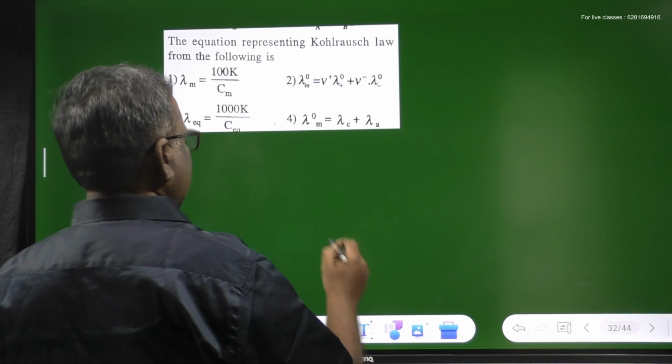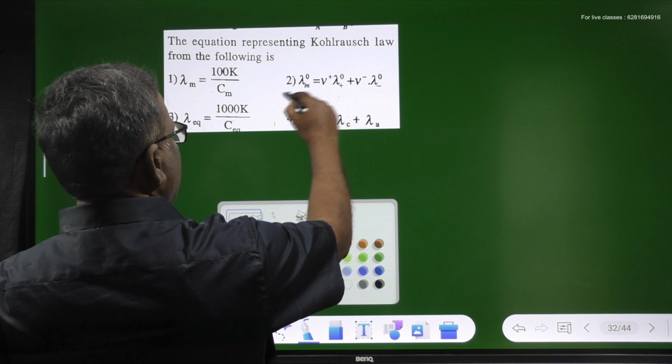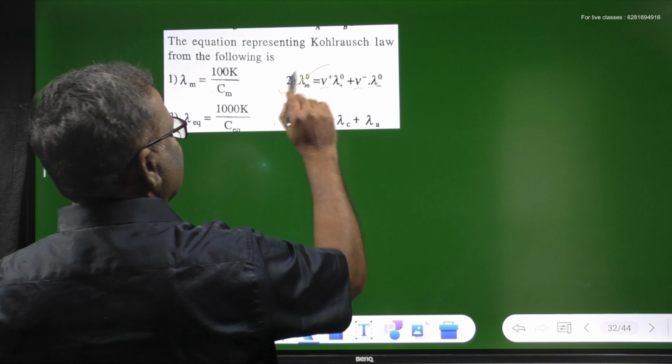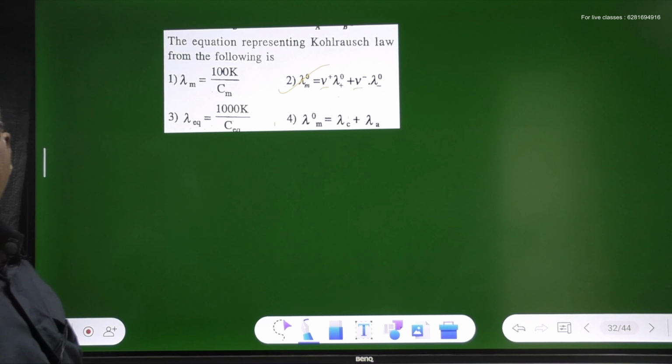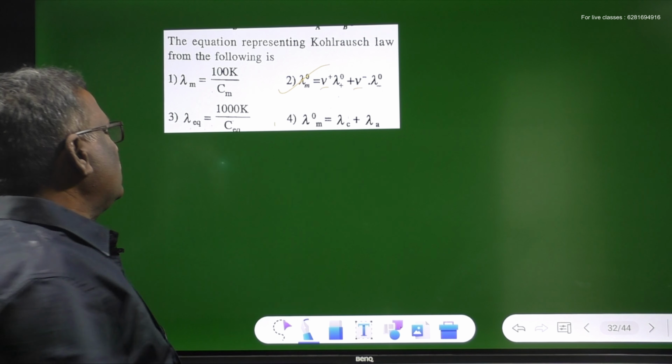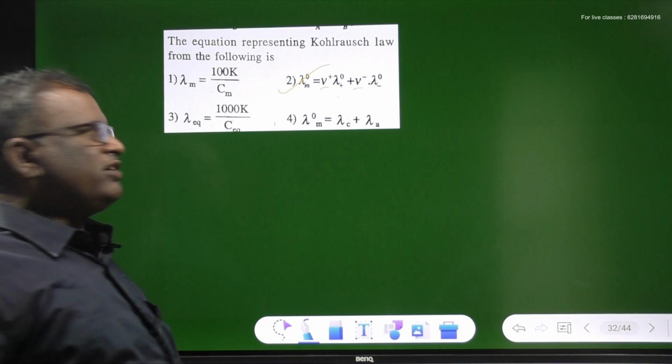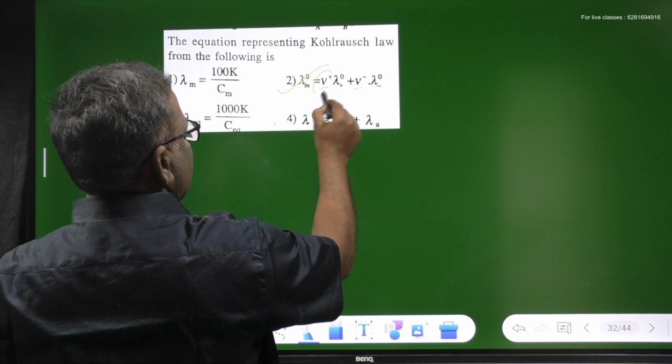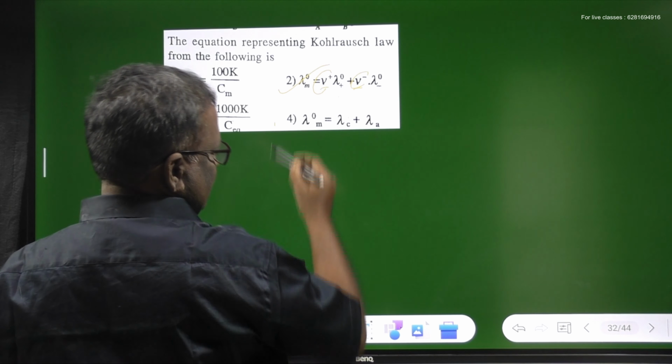Second option is correct, because here v+ and v- indicate the number of cations and number of anions on dissociation, because electrolyte was given. Since it is a general equation, here we have to mention the number of ions also. Second option is correct.